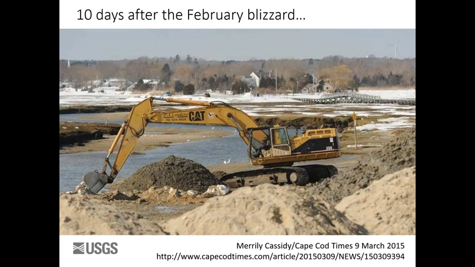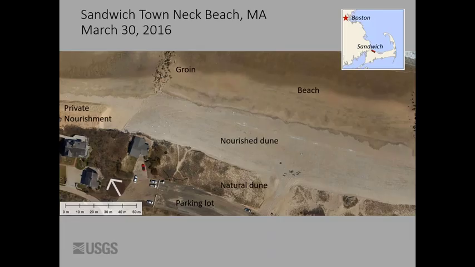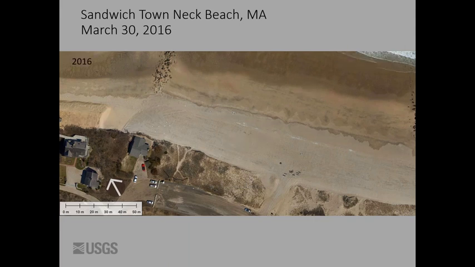They had initially put the nourishment in at a 1 in 10 slope because they didn't have as much sand as they thought they were going to get from the canal. They changed it to a 1 in 20 slope with bulldozers. And so sometimes the changes that we're mapping are not natural.